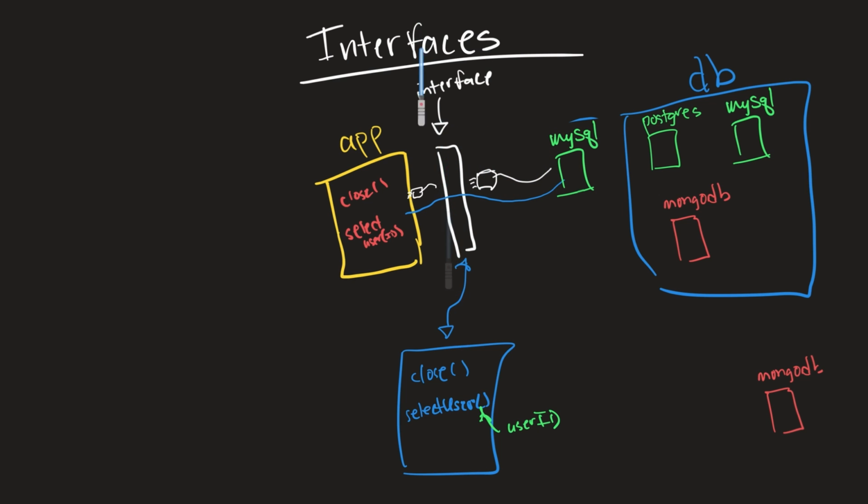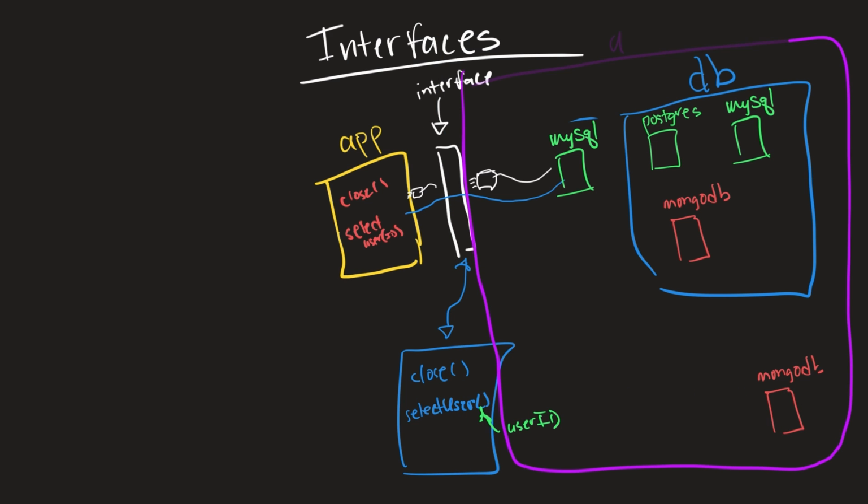So this interface is providing a layer of abstraction. So all of this stuff here is abstract. That is, the application doesn't need to know about any of the details happening in here. It just needs to know that it has these two methods that are defined in its interface. And from there, the application is completely decoupled from the implementation details of the database solution.